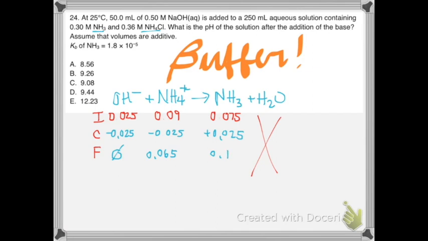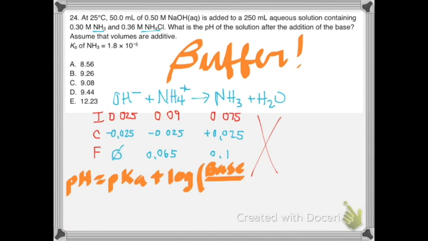Okay, and so now this is where knowing we have a buffer will be useful, because we can use Henderson-Hasselbalch and do pH equals pKa plus the log of base over acid. I'm going to switch back because that's actually pretty annoying, but I was mixing it up.